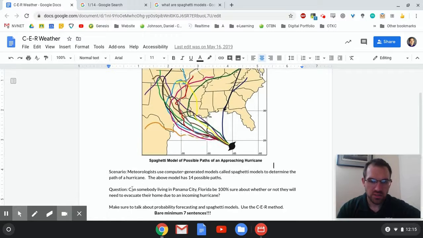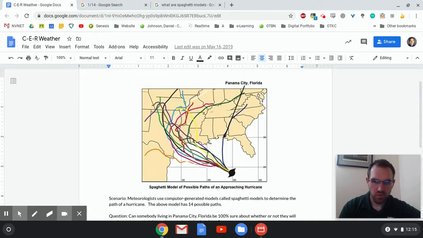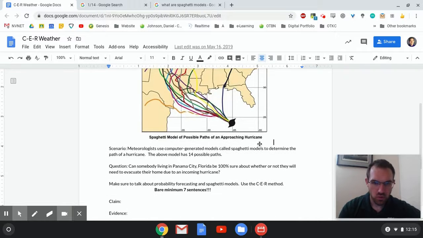So our question is right here. Can somebody living in Panama City, Florida be 100% sure about whether or not they will need to evacuate their home due to an incoming hurricane? So let's look. Where is Panama City, Florida? See right there where it says Panama City, Florida? That black line is not one of the spaghetti models. Notice how all the other spaghetti models are not straight. This one is pointing straight down there. So that is the location of Panama City, Florida. So will the people that are living there, should they consider evacuating or not? That's what you're going to have to answer right here.